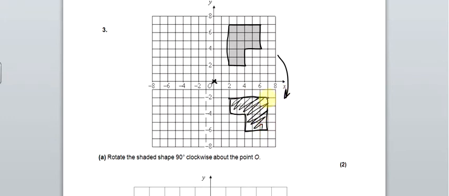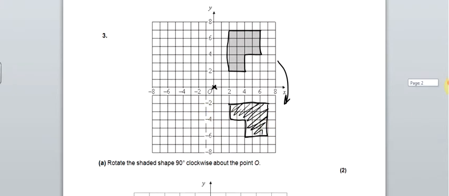Whatever you do though, do try it with tracing paper, because they give you tracing paper in your exam. Why take the risk? So many people think they can do these by eye. I've just done that one by eye, and even I'm sitting here thinking, have I done it right? Don't take the risk in your exam.